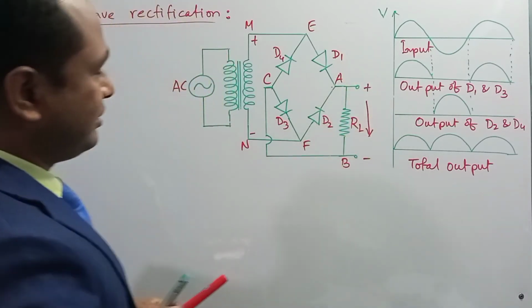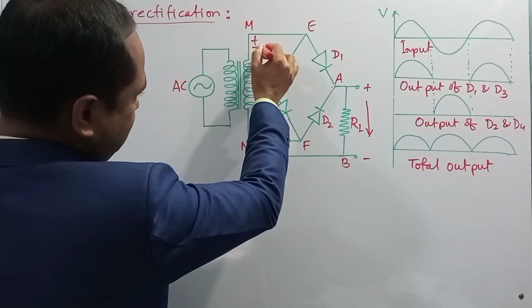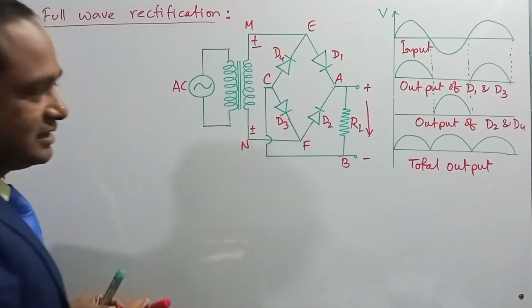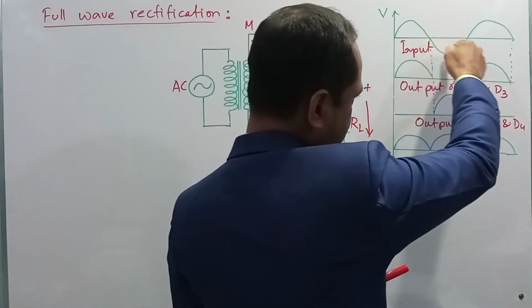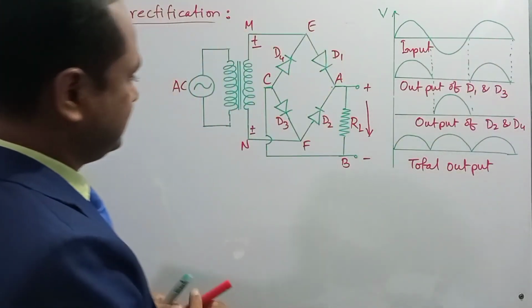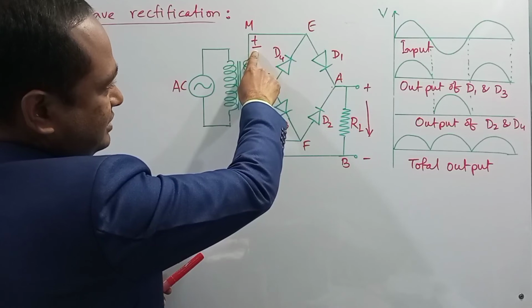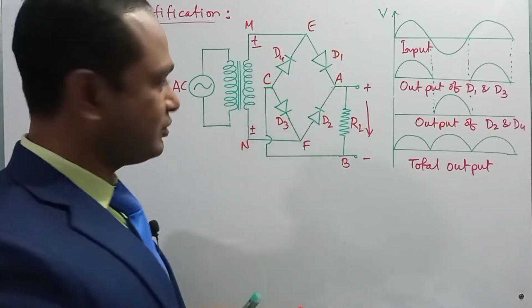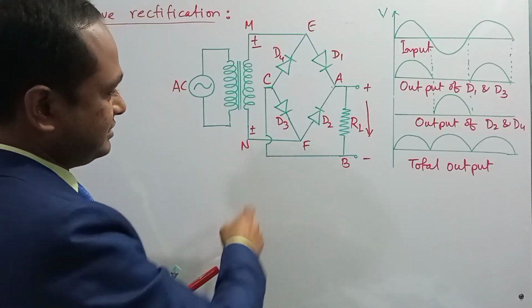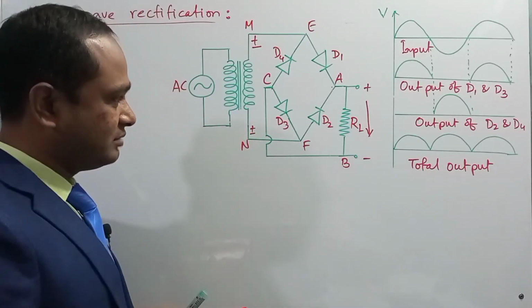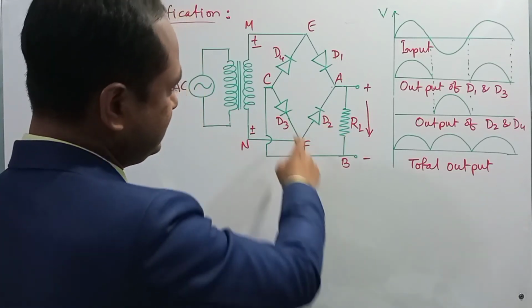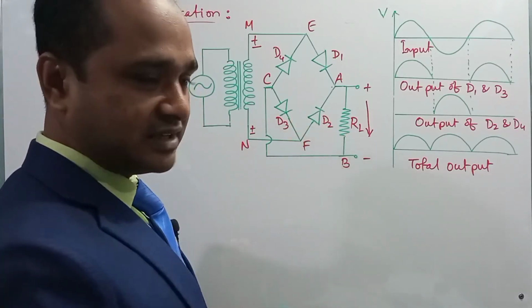When the point M will be negative and point N will be positive, that is the next half cycle, then with respect to the negative, diode D1 will be reverse biased and diode D4 will be forward biased. On the other hand, when the point N will be positive, then diode D2 will be forward biased and D3 will be reverse biased, right, dear student?